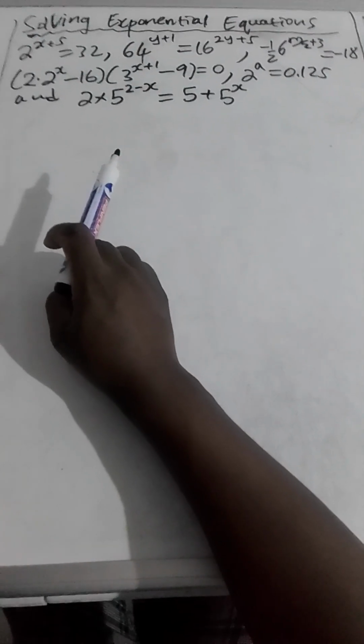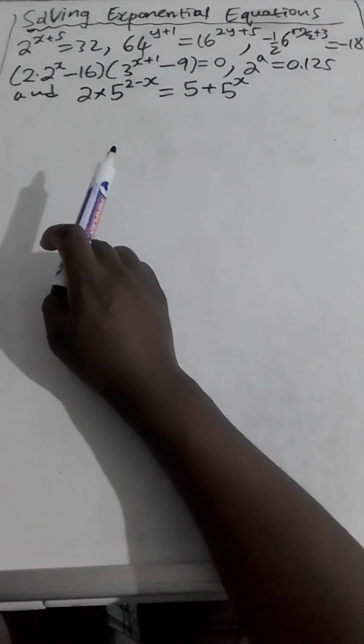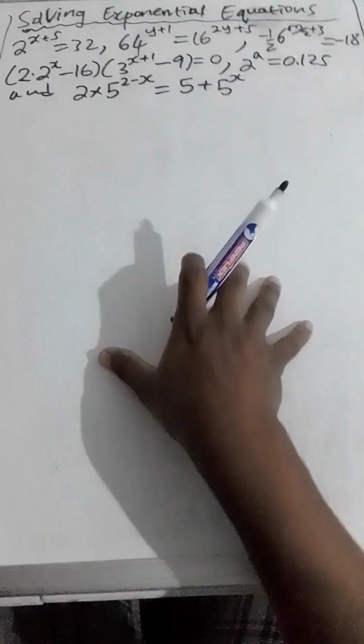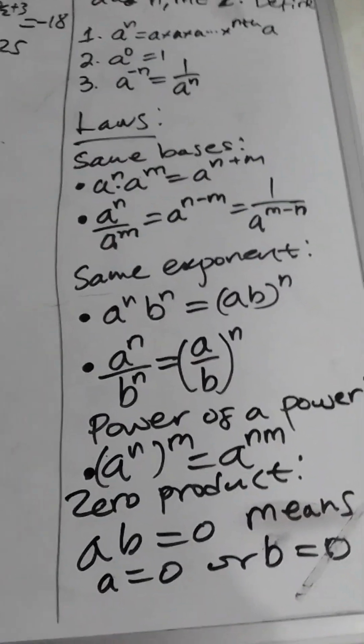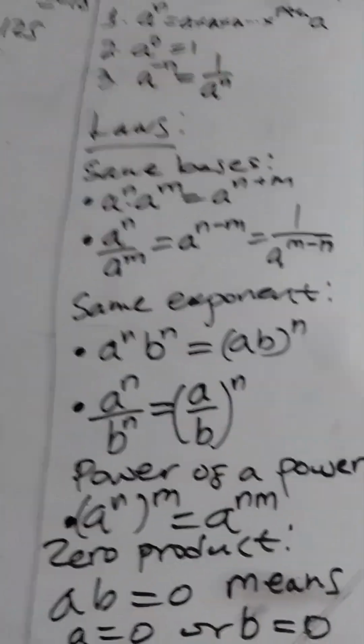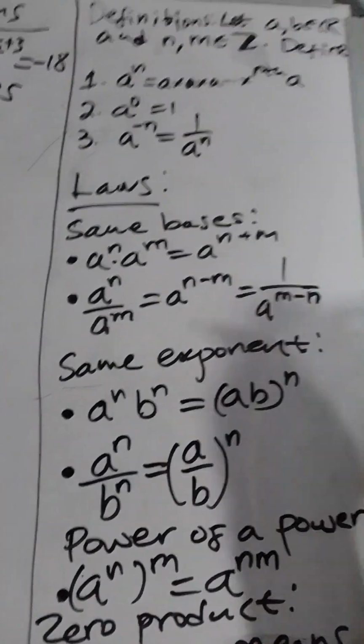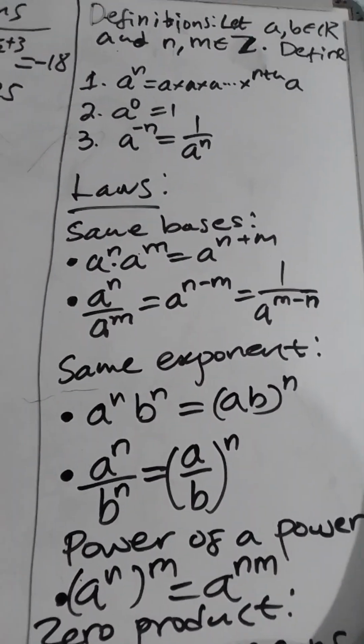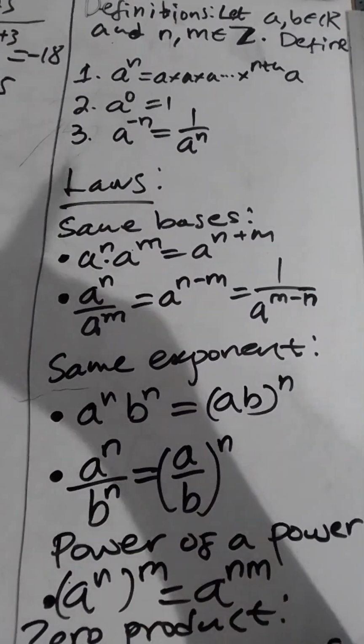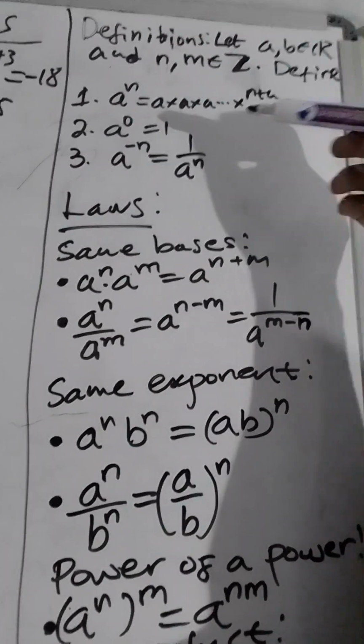Now, when it comes to the definitions and laws of exponents, I have them here alongside the space that I have here, and we can go through the definitions and exponents one by one just to refresh your memory. So, the definitions of exponents are 3 and the laws are 5. So let's go through the definitions.